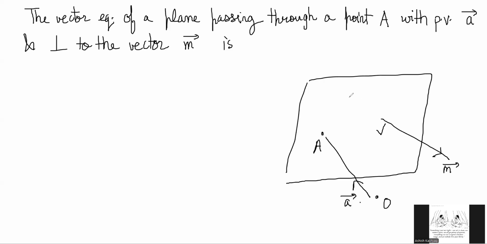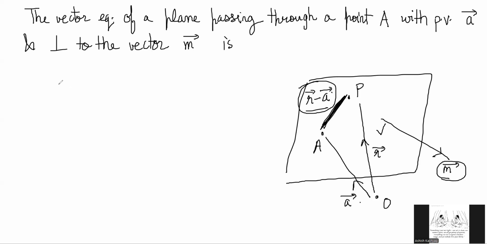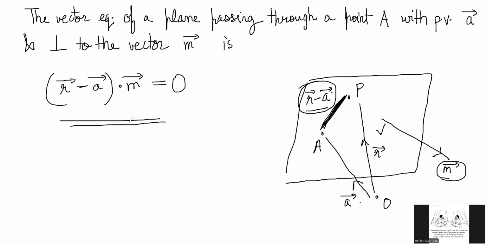Now think about it. If you take a random point P on the plane whose coordinate is the r vector, then the vector AP is a vector in the plane, right? So the AP vector would be r minus a, right? Because a plus r minus a would give us the r vector, right? So r minus a, this vector is in the plane and the m vector is perpendicular to the plane. So the equation of the plane can be written as (r minus a) dot m vector should be 0, right? So that becomes my equation of the plane.